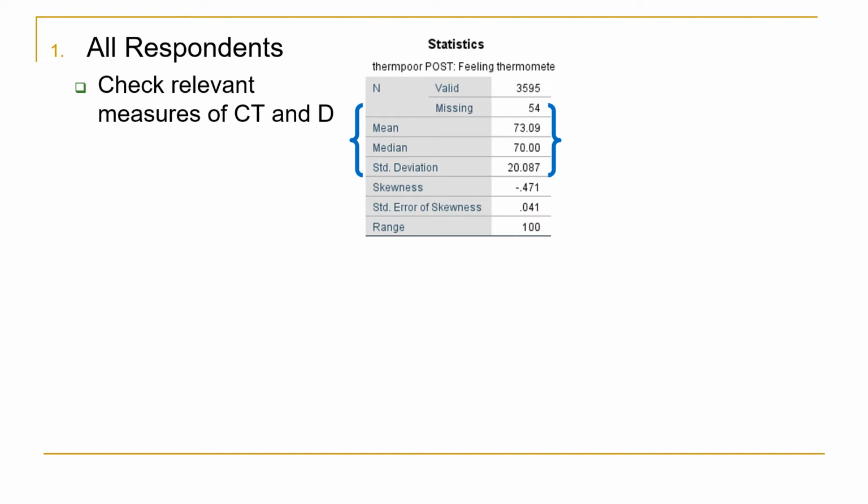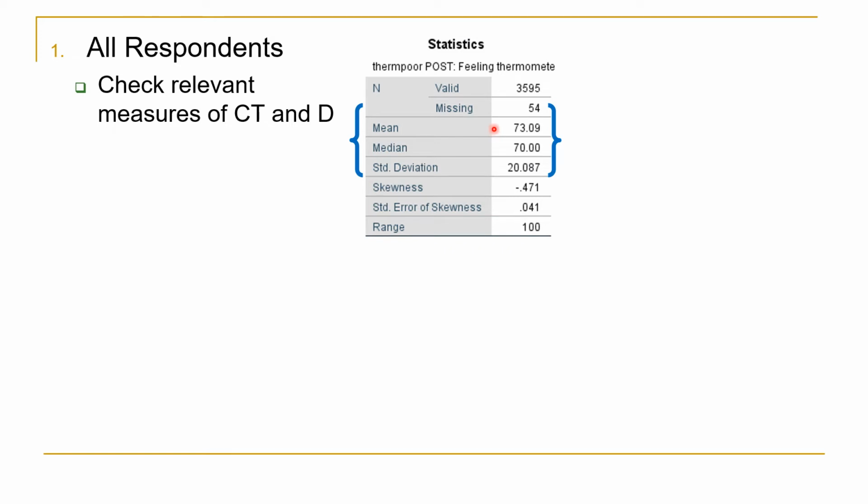There are several ways that we can do this. In this case, we're just interested in looking at the measures of central tendency and dispersion for our interval ratio level feeling thermometer on poor people. Now, as we look through this table, we can see a couple of things. First of all, we've got 3,595 people who answered the question. 54 people, for some reason, are missing from the answers to this question.